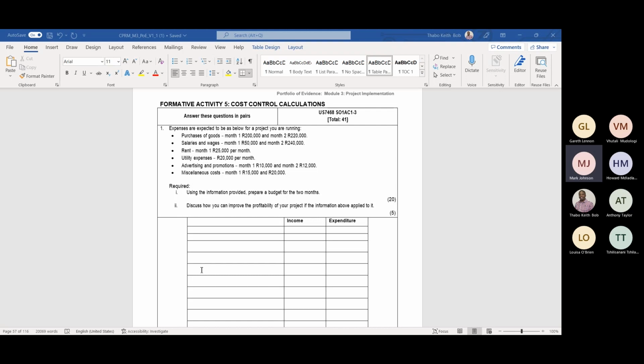Okay, I'm going to go offline while you guys are discussing. I'm going to just go look, see if I can find a budget in the manual on Google. Okay, now it sounds like using the information provided, prepare a budget for 2 months. So month 1, our budget will be say 250. Okay, so the first month the budget will be 320, and the second month the budget will be 537.